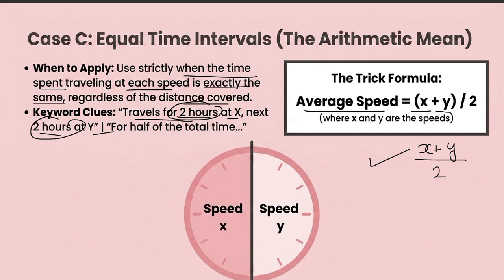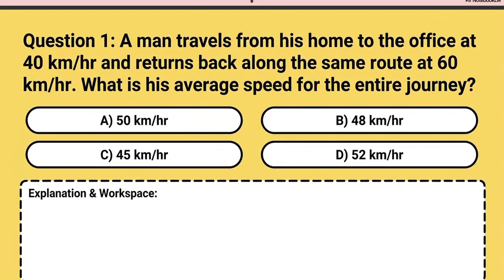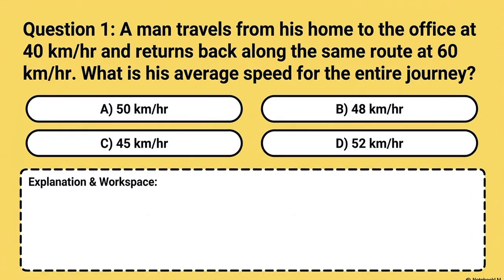So look at the problems one by one and how to solve them using the trick. Question number one: a man travels from his home to the office at 40 km per hour and returns back along the same route at 60 km per hour. Which formula can we apply here, first case or second case? Here home to office and return on the same route, office to home, so distance is the same, speed is different. So we'll use our harmonic mean formula.